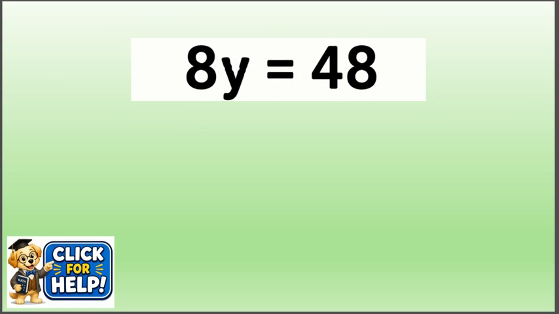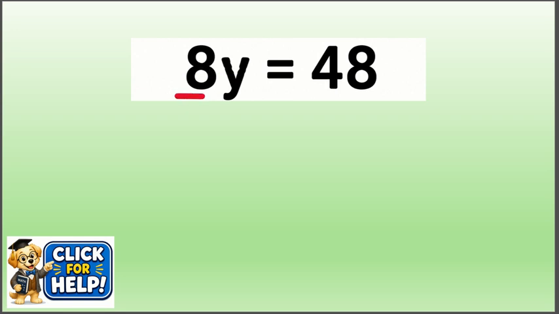Now, if you want to figure out the value of an unknown, the variable y in this case, we simply use inverse operations to get that variable by itself on one side of the equal sign. Now, an inverse operation is basically the opposite of what is being done to the variable. In this case, y is being multiplied by 8. So what is the opposite of multiplying by 8? That's right, children. It's dividing by 8.